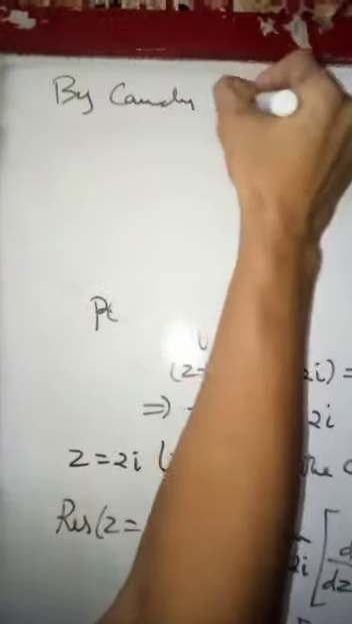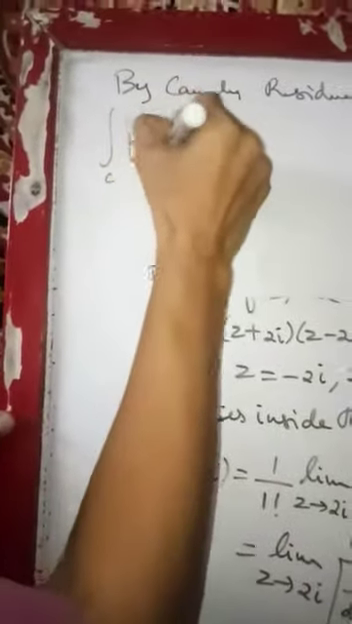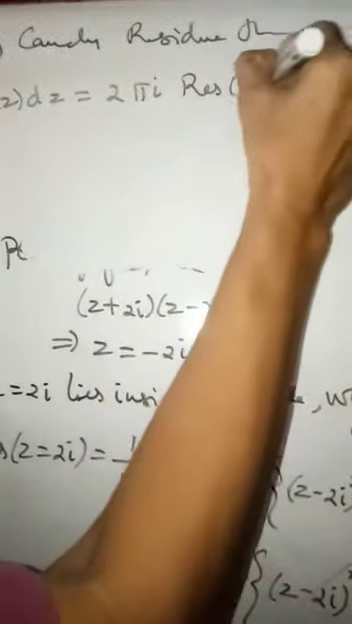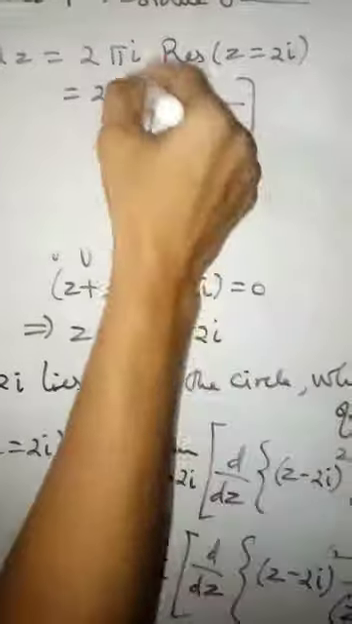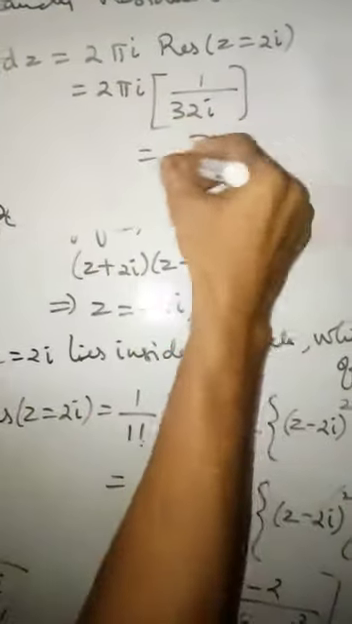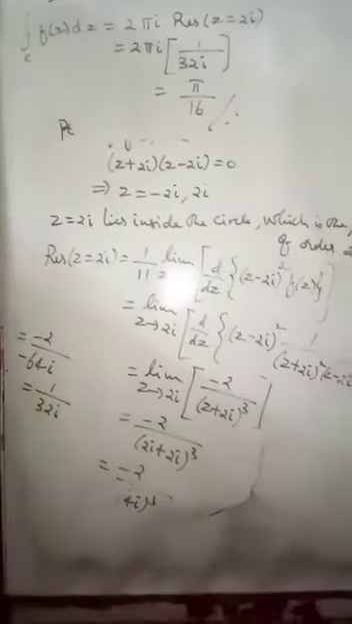Now by Cauchy residue theorem, what is the formula? Integral over C of f of z dz equals 2 pi i into sum of residues. Here also you have only one residue, the residue at z equal to 2i. And the residue value is 1 by 32i. So this i gets cancelled, 1 and 2 get cancelled. So pi by 16. So this completes this problem. The remaining problems we can see in the next video.